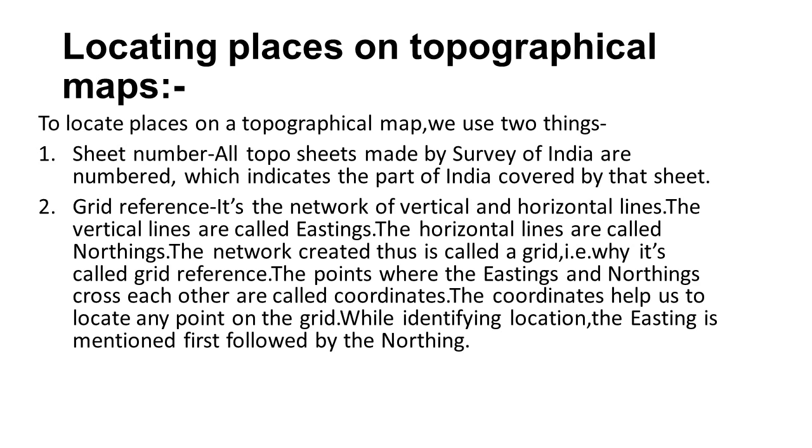Next, grid reference. Grid reference is the network of vertical and horizontal lines. The vertical lines are called the eastings and the horizontal lines are called northings. The network created thus is called a grid. That is why it is also called grid reference. The points where the eastings and northings cross each other are called coordinates. The coordinates help us to locate any point on the grid. While identifying location, the easting is mentioned first, followed by the northing.